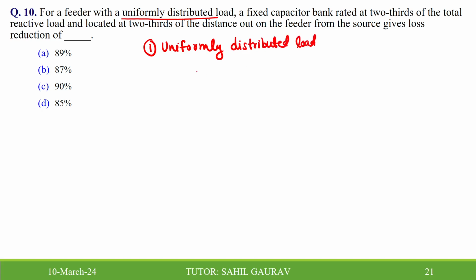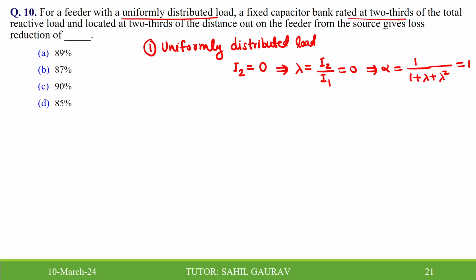Uniformly distributed load means I2 will become 0. This reactive component of current at the last point of the feeder will be 0, and we know that lambda is equal to I2 upon I1, so it will also become 0. And from here you can also say that alpha is the reciprocal of 1 plus lambda square. Since lambda is equal to 0, therefore alpha also becomes 1.